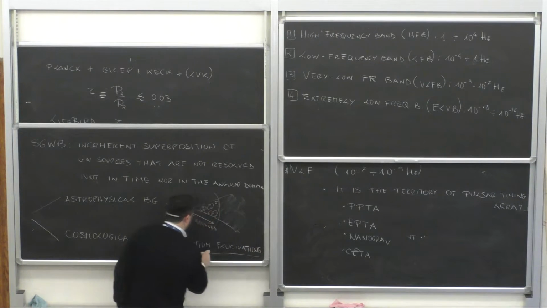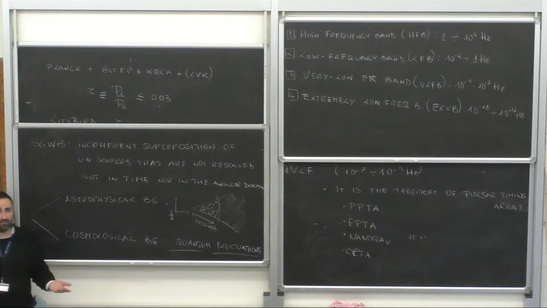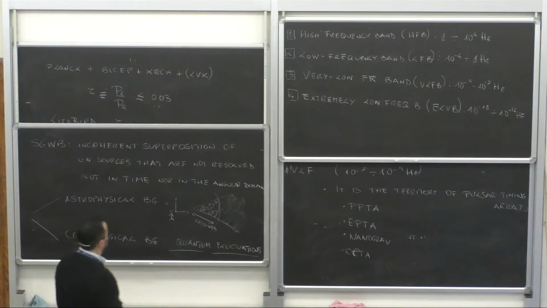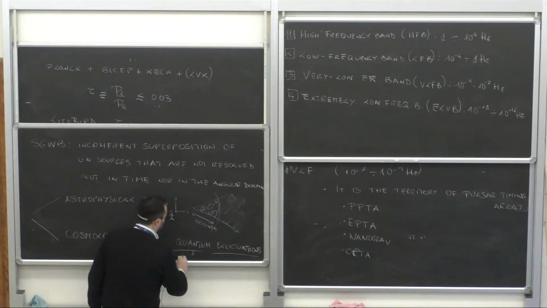They come from quantum fluctuations. And if they are quantum, they are stochastic. Okay. So this is the simplest way to think about the cosmological case.